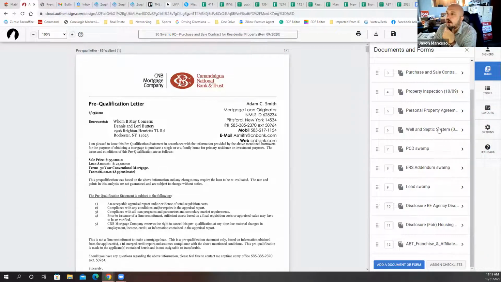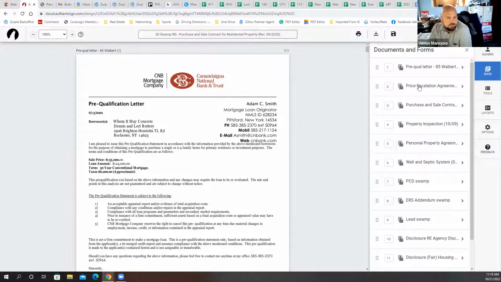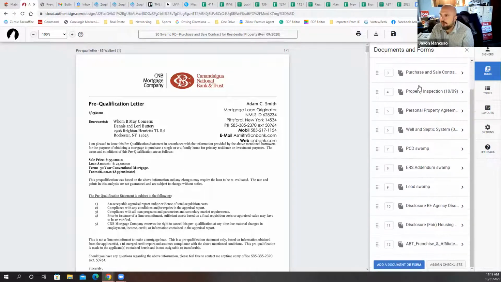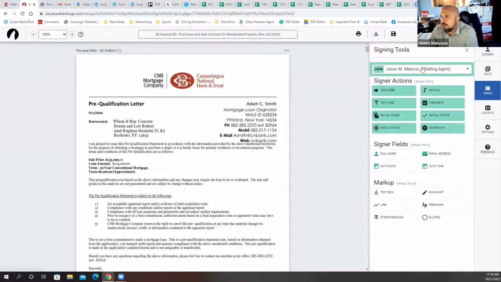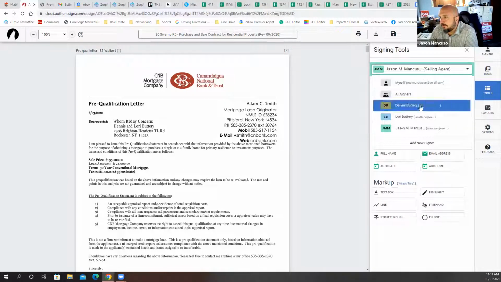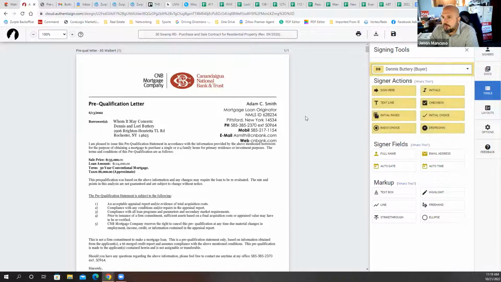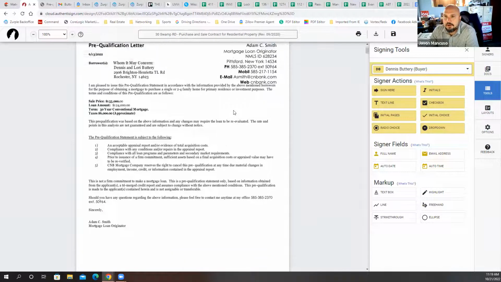There's more here because we have an inspection, but if we didn't have the inspection, we would have an inspection waiver. The one thing that's added here would be the septic. And escalation too. If there wasn't an escalation, then we wouldn't have one. But from here, now you go to your tools, and you have all the signers that you can toggle to, yourself included. And then you're going to scroll down to the contract itself.